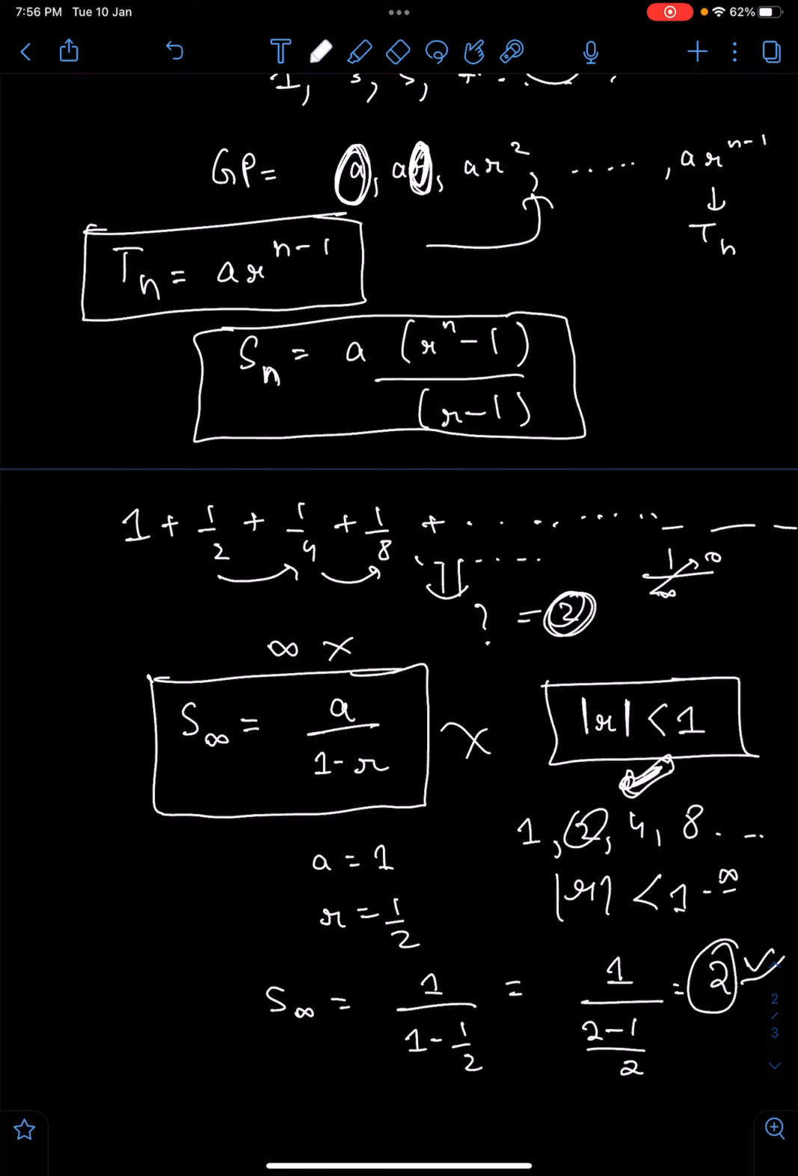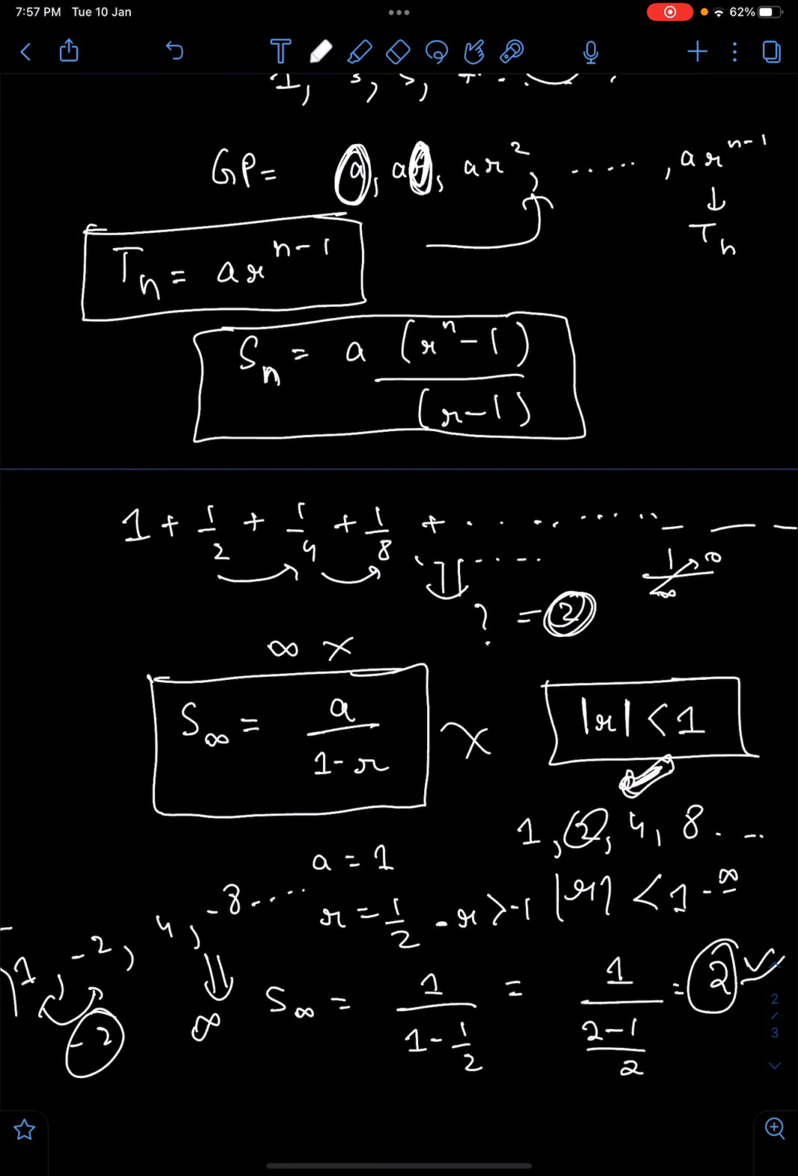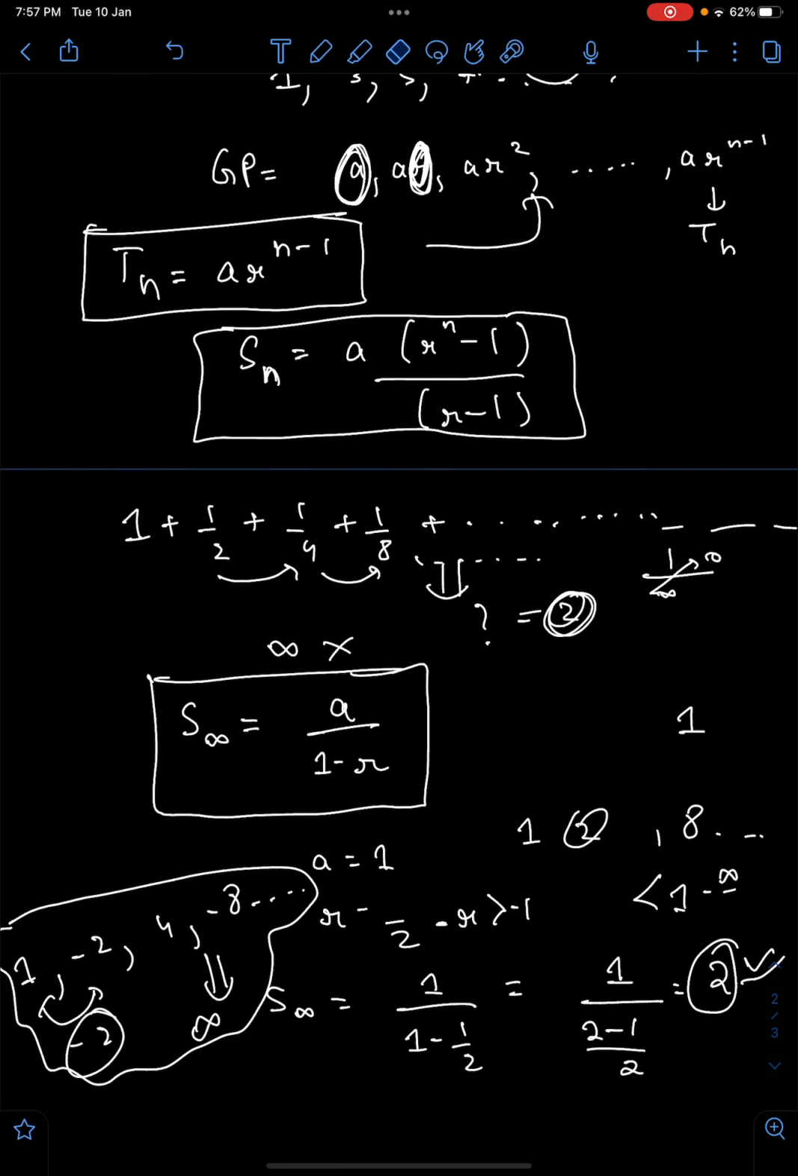Similarly, if r is less than minus 1, I'll give an example: 1, then minus 2, 4, minus 8. So the common ratio here is minus 2, right? If I ask you guys, the sum for this will also be infinity, because it keeps on going. So I guess you guys have understood why mod of r must be less than 1. Let me just clear this real quick.